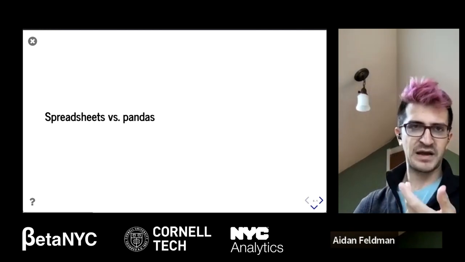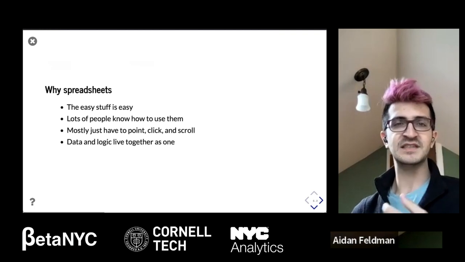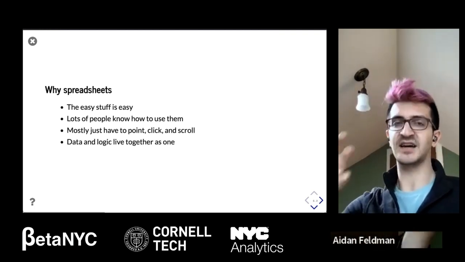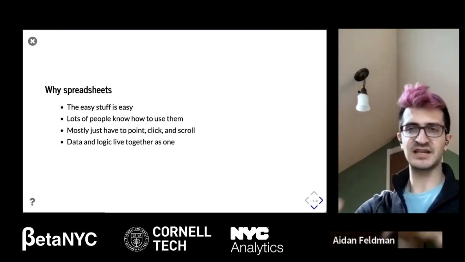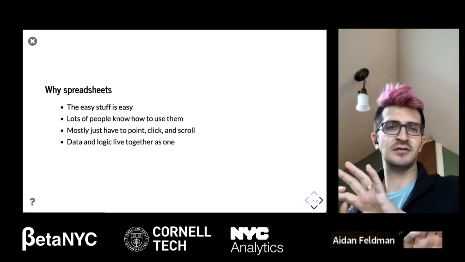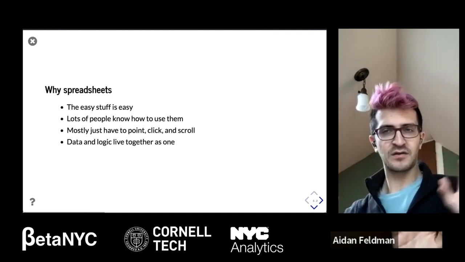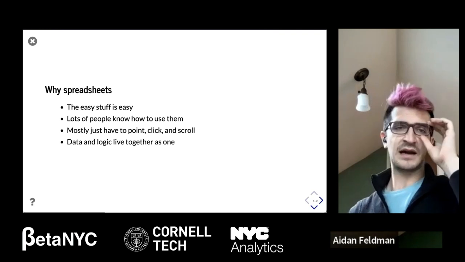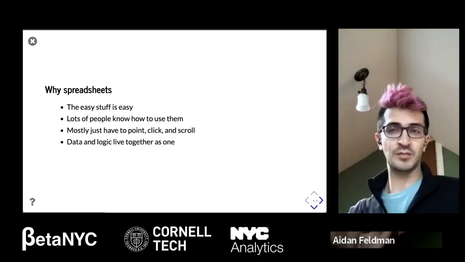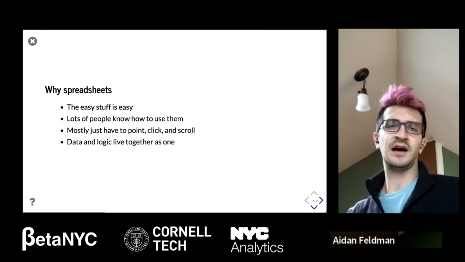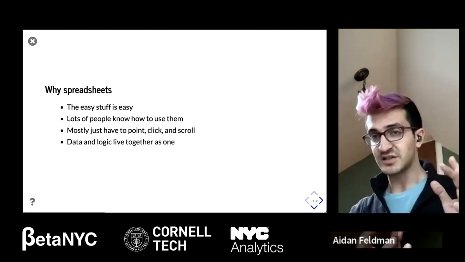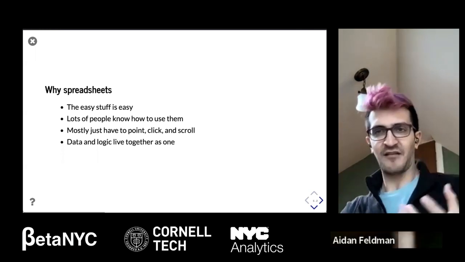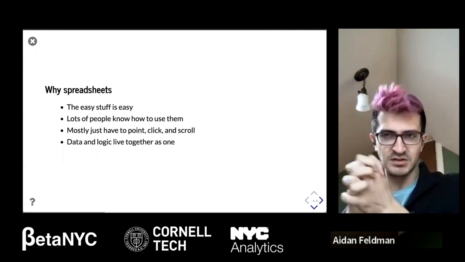With code and with Pandas, the data and logic don't live together. You have a source code file that loads data and transforms data, maybe does output of the data, but usually the data lives somewhere else. So that can be a good thing. That can be a bad thing, in that the code can be more reusable. You can work with larger data sets and things like that. But you do have to have both of those things, where a spreadsheet is all in one file.